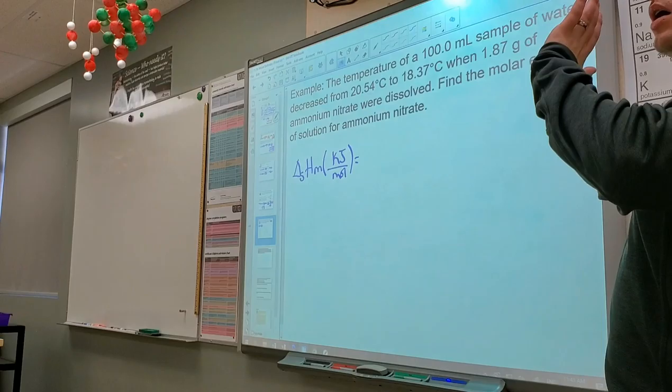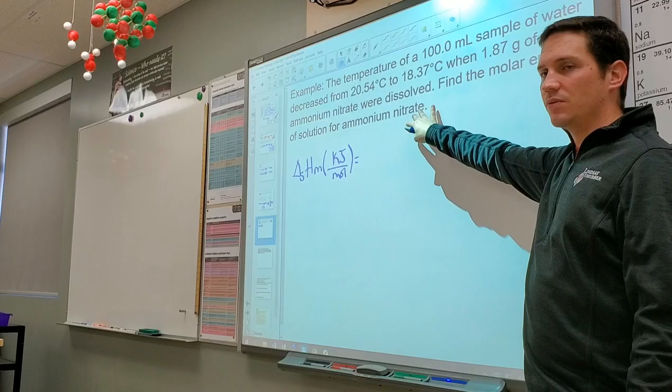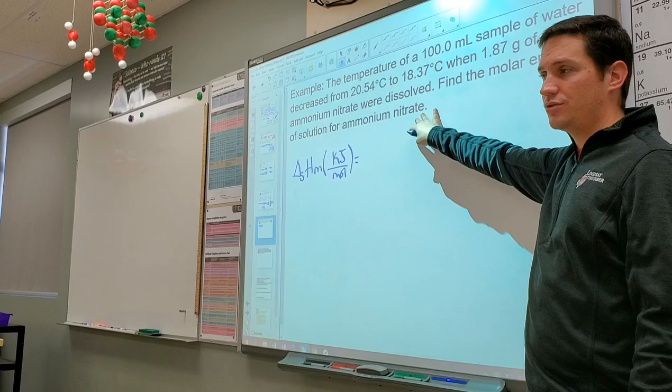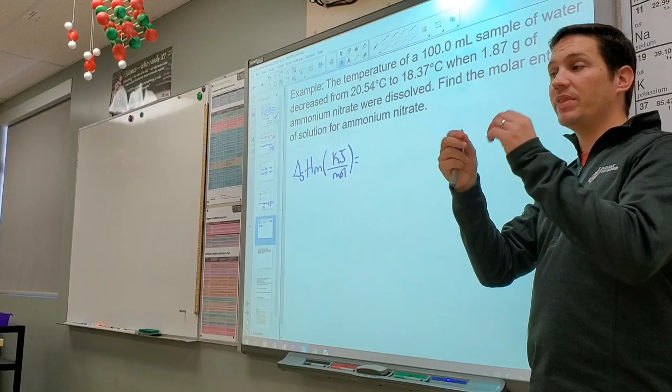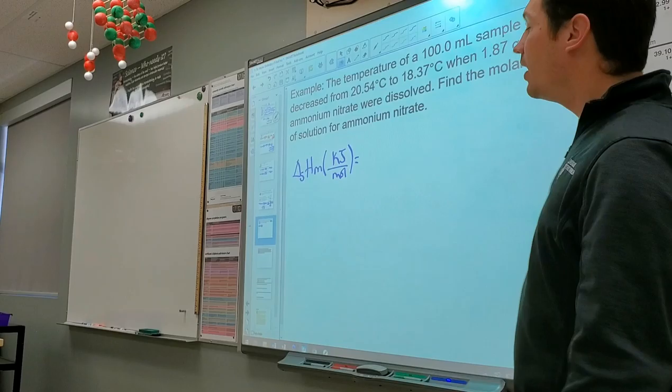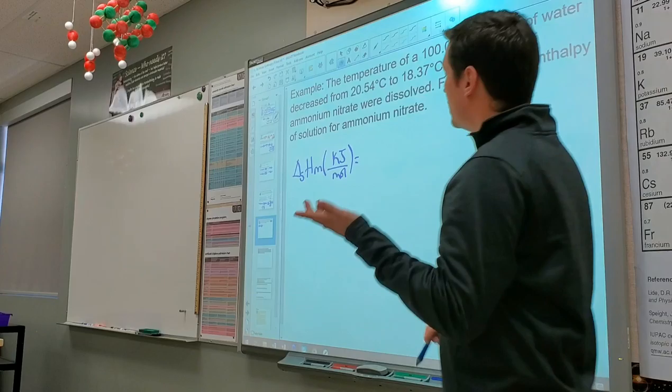Let's read through the question. Do you see kilojoules anywhere at all? No. What do you have to use? You have to use the water. Because the ammonium nitrate, is it absorbing energy or releasing energy? The water's getting colder, and in order for the water to get colder, something inside the water had to absorb that energy.